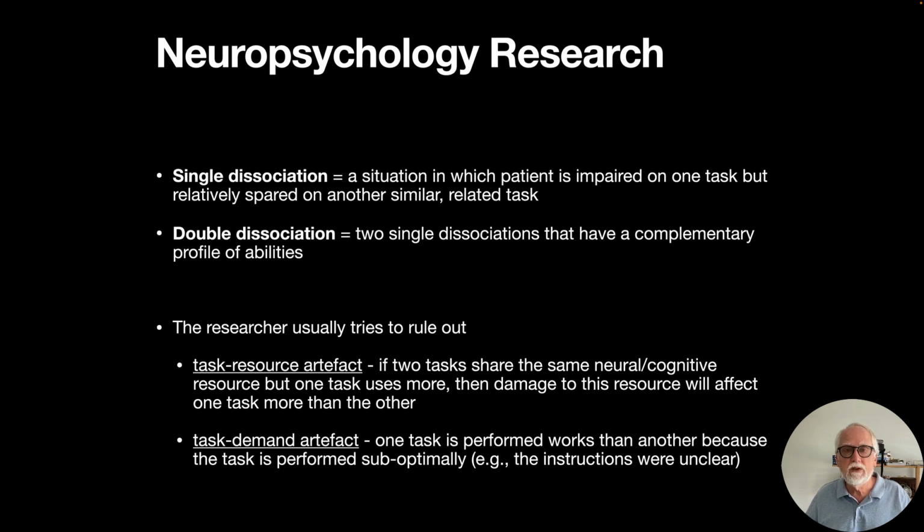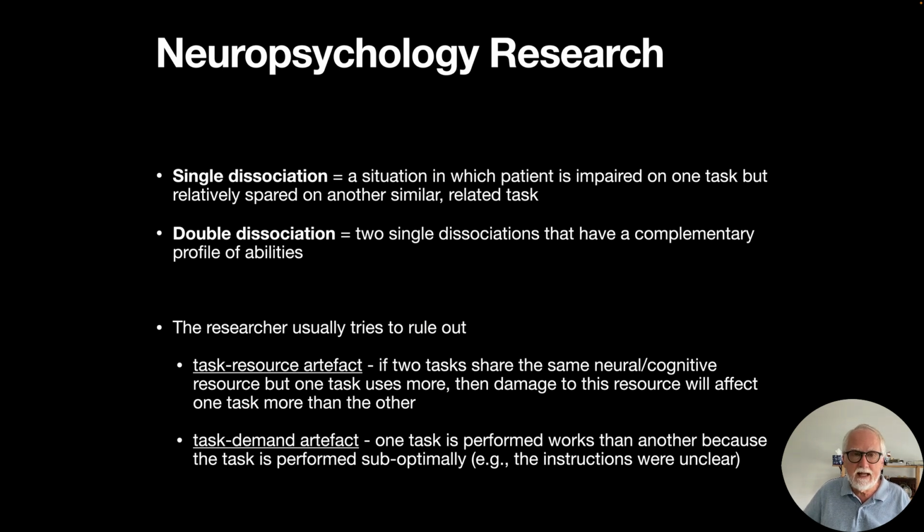What the researcher is usually trying to rule out in neuropsychology is what's called task resource artifact. That is, if two tasks share the same neural or cognitive resource, they have a common third pool of the resource they use, but one of the tasks uses more, then damage to the resource could be what's affecting one task more than the other. So it's not that you've actually located the brain area where this particular process is done. It's more like the damage has actually happened to the common resource that both tasks use, but one of the tasks needs that resource more than the other one.